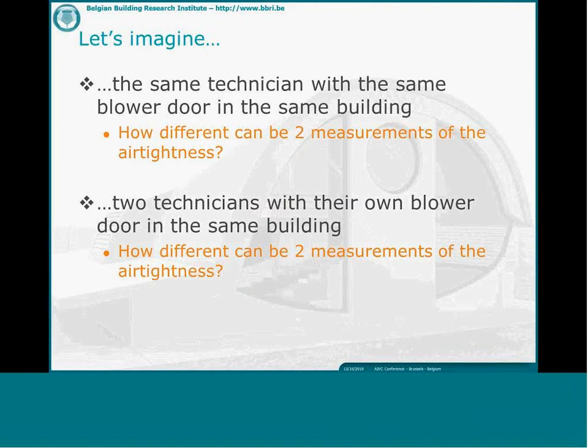Let's imagine the same technician with the same blower door measuring twice the airtightness of the same building. How different could results be? So imagine two different technicians with their own blower door measuring the same building. How different can the results be now?